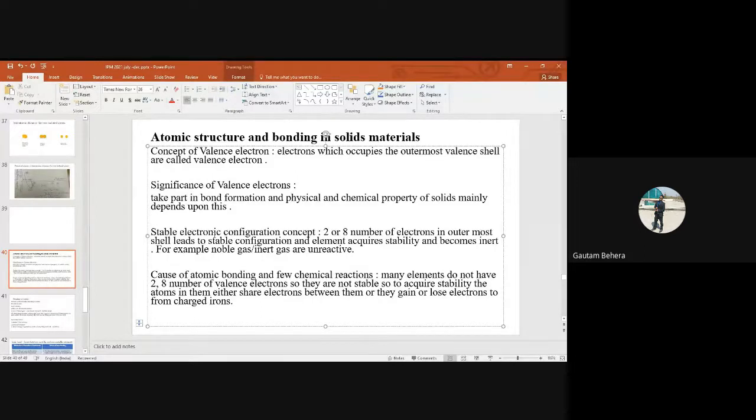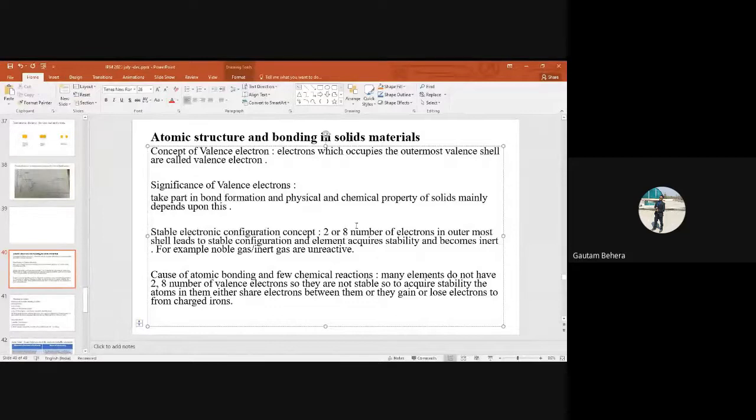Then the stable electronic configuration concept. You people already have a good idea about this, because in the periodic table we have a lot of elements, right? Metals, non-metals, inert gases, semiconductors. So what 2 or 8 electrons in the outermost cell lead to is a stable electronic configuration, basically.